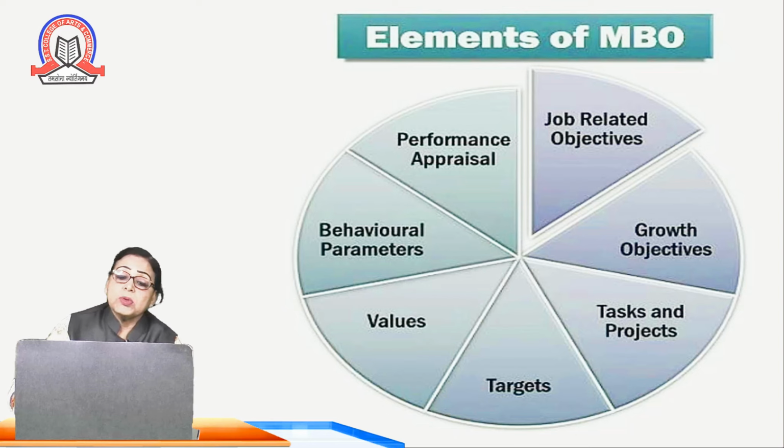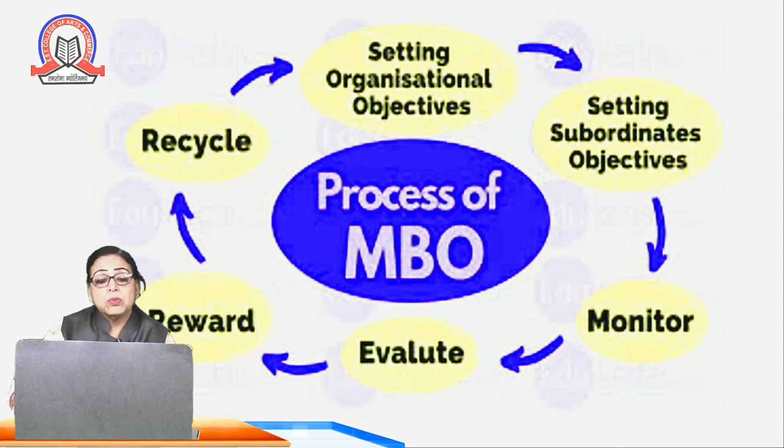First is job related objectives. We are supposed to set the objectives which are related to the job, growth objectives, task and project targets. Values we are supposed to study in detail: what values the company is following, that means their basic ethical principles, behavioral parameters, which type of behavior is expected, how much level of decency is to be followed, and ultimately the performance appraisal, appraising someone's performance. The last area of this planning and decision making is the process of MBO.